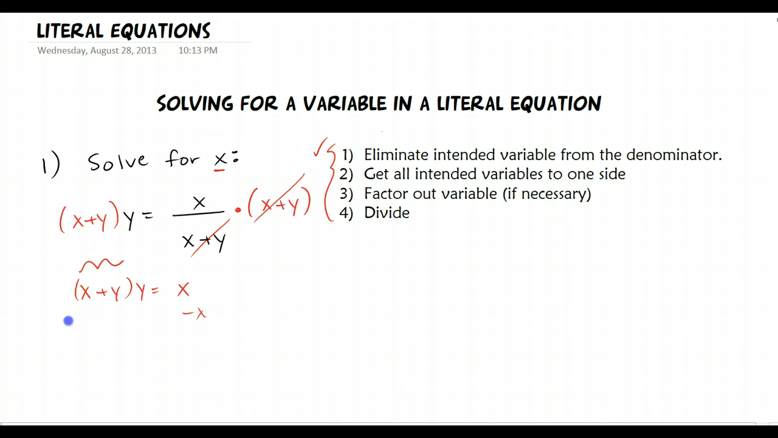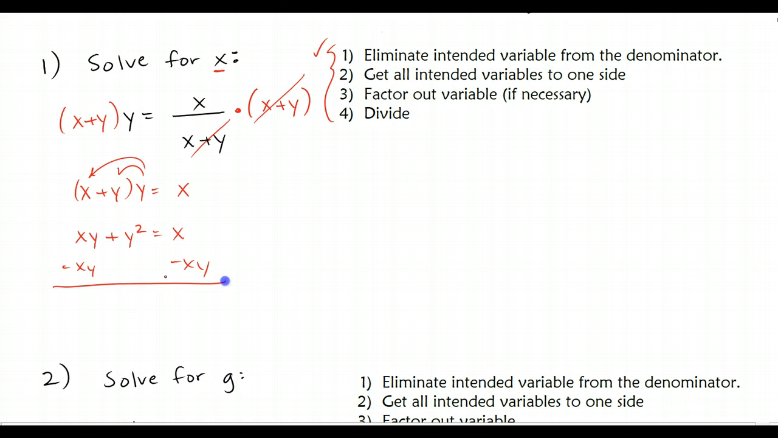So what I need to do first, and this is kind of weird, we actually have to distribute this y and make sure that we can get the x. Because right now, even though the x is attached to this y, I can still get rid of this by now subtracting xy to the other side. Okay, so now I'm left with y squared equaling x minus xy. So I just successfully gotten all of my x variables to one side here. So I've just completed step 2.